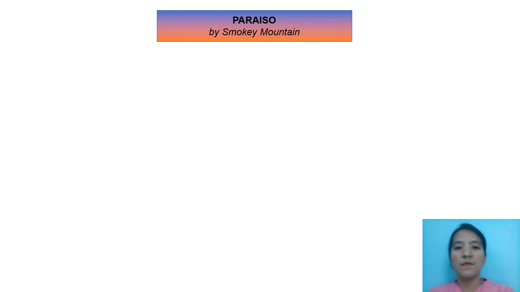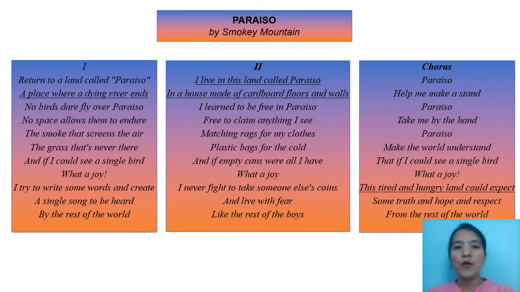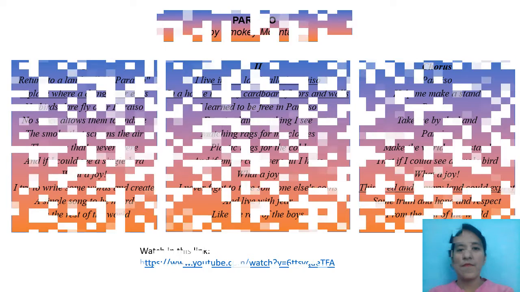This time, we're going to discuss the song entitled Paraiso by Smokey Mountain using the Marxist literary criticism. These are the lyrics, or you can just browse this in this link. We are now done listening to the song. Did you like it? Very good.